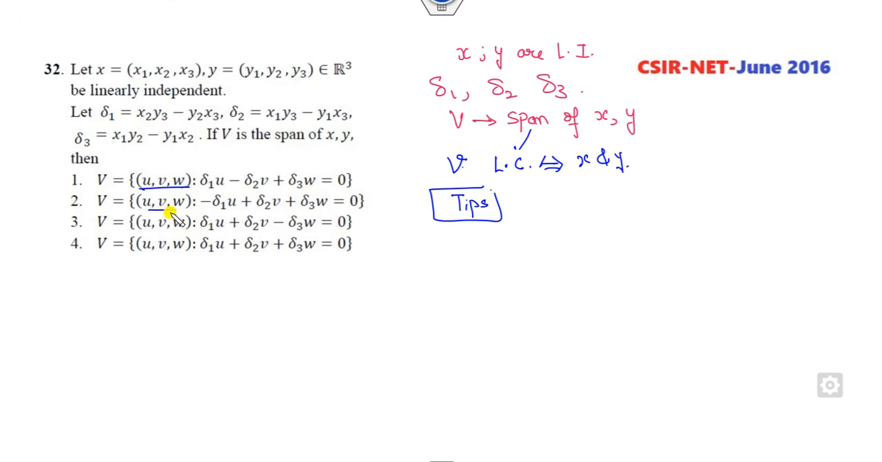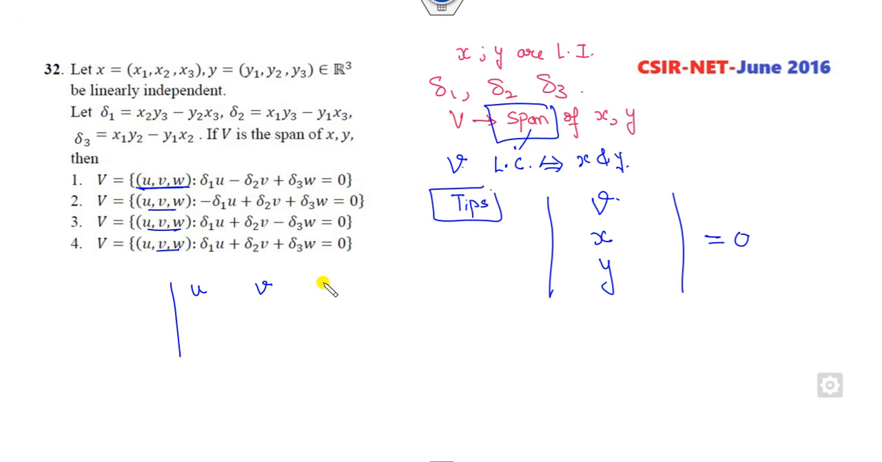What is the concept for the span? If V is my U, V, W, what is the definition of the span? With V, X and Y, this determinant must be 0. That's a simple shortcut tip for you. What is V? V is the element U, V, W. And the elements of X and Y are X1, X2, X3, Y1, Y2, Y3, and this is 0.